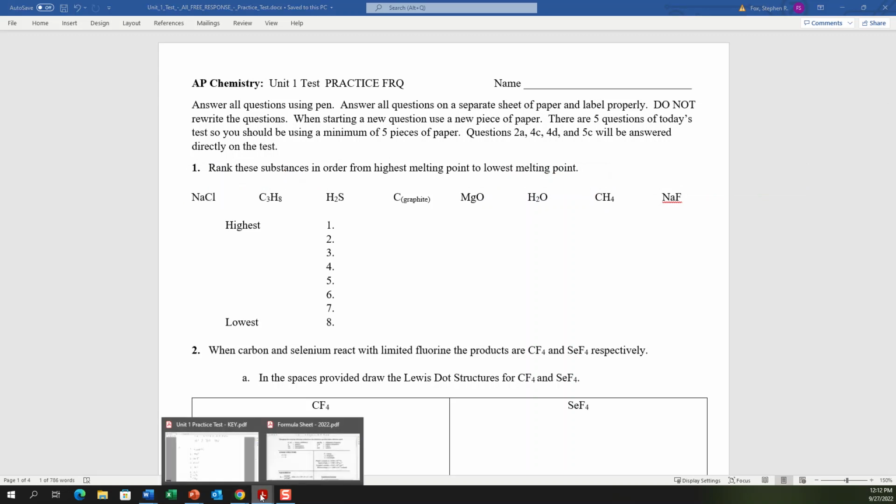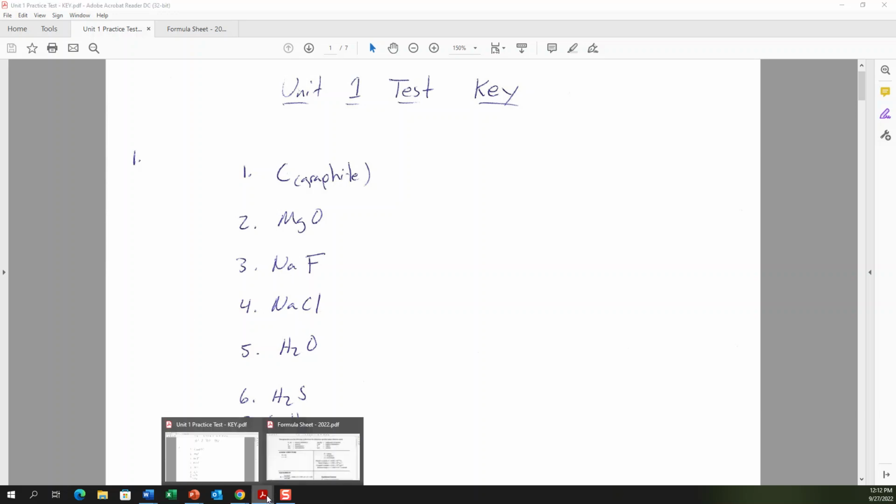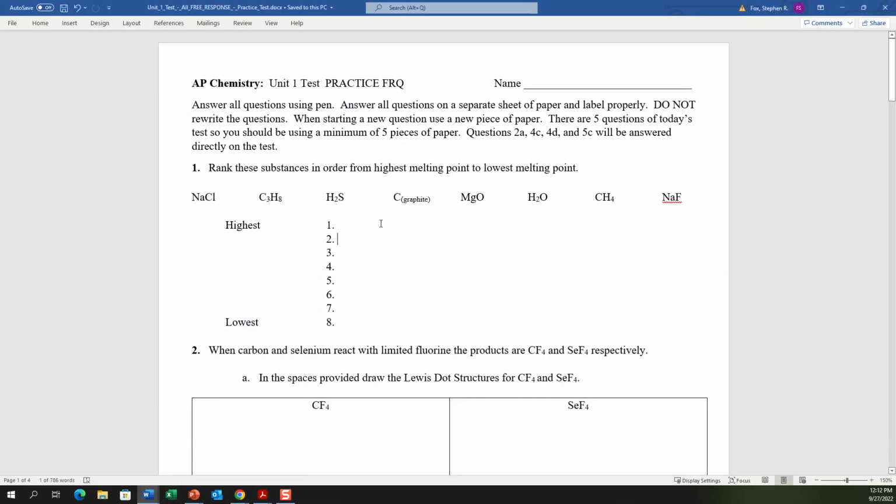So let's look at the key and see if that's what we got. Yep, so we got graphite, magnesium oxide, sodium fluoride, sodium chloride. Okay. Then we would look for any metals. And I don't think there are any on this one. So yeah, no metals. So what's left? We got H2S, we got H2O, we got methane, and we got propane.